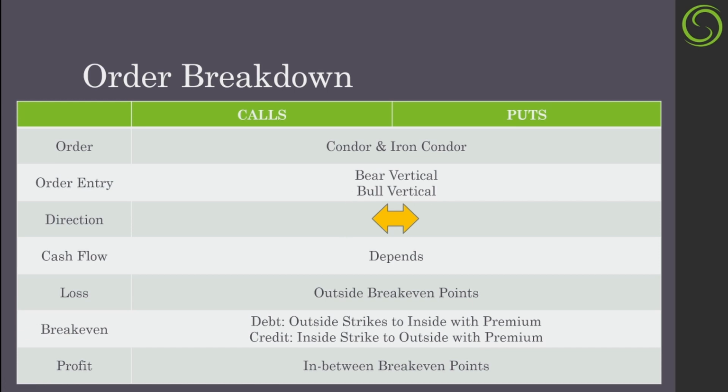The cash flow will depend on which kind of verticals you use. Are you using mostly credit verticals or are you using mostly debit verticals? It just depends on how you construct your condor or iron condor.